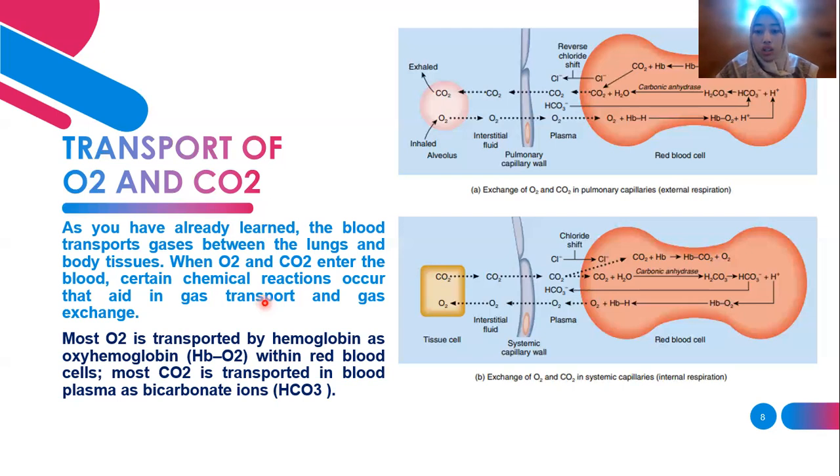In each 100 milliliters of deoxygenated blood, 7% of carbon dioxide is dissolved in blood plasma, 23% combines with hemoglobin as carbaminohemoglobin, and 70% is converted to bicarbonate ions.